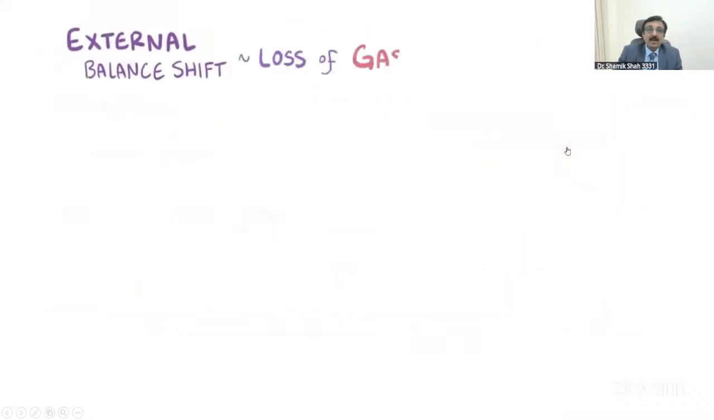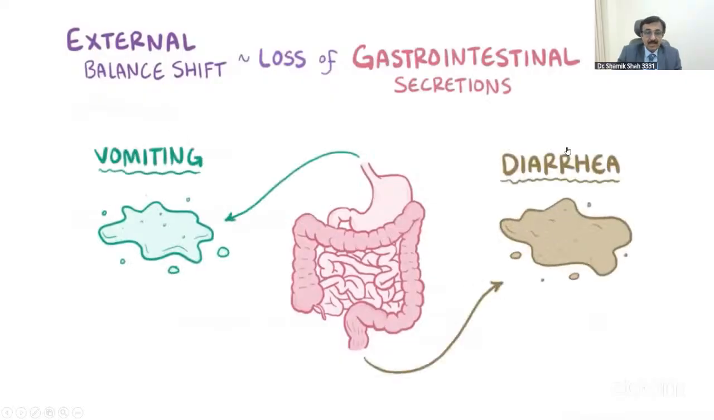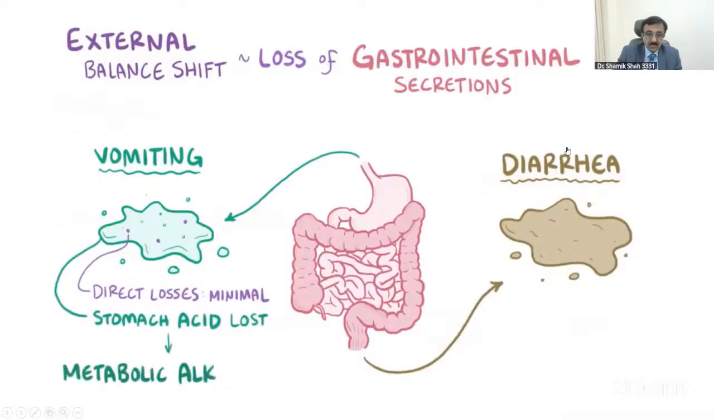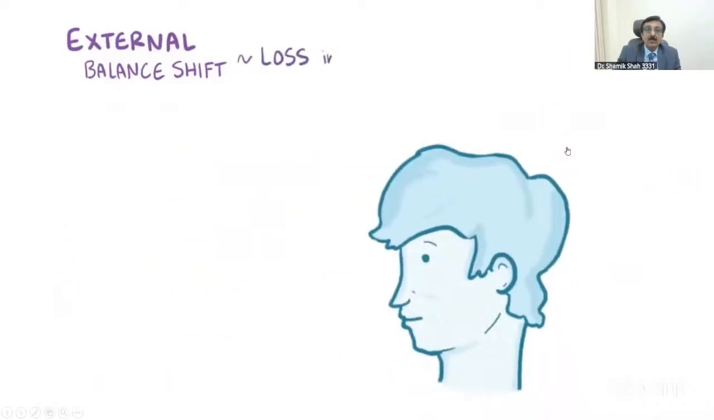Now, when we talk about external balance shift, there may be loss through gastrointestinal secretion, either through vomiting or diarrhea. When we talk about vomiting, the amount of potassium lost in vomiting is not very high, so direct losses are minimal, but a lot of hydrogen ion is lost because the stomach acid is lost. So it causes metabolic alkalosis, and as we have seen, metabolic alkalosis causes hypokalemia. Diarrhea, on the other hand, causes more direct loss of potassium, and this can be from infections, from inflammatory bowel disease, or laxative abuse. So both these conditions cause hypokalemia.